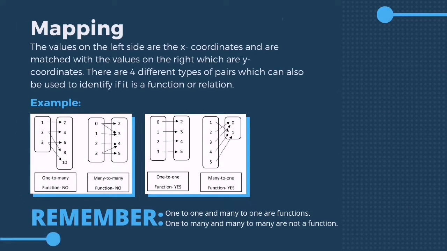Yes, we can turn functions into mapping, in which the values on the left side are the x coordinates and are matched with the values on the right, which are y coordinates. There are 4 different types of pairs, which can also be used to identify if it is a function or relation. Just remember that 1-to-1 and many-to-1 are functions, and 1-to-many and many-to-many are not a function.